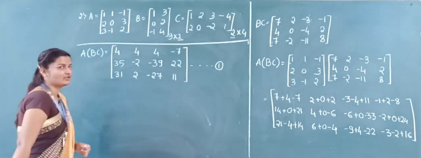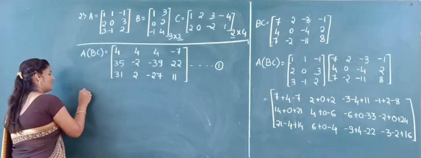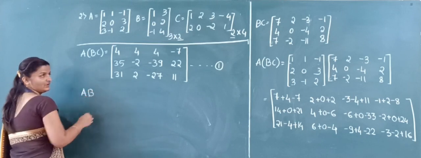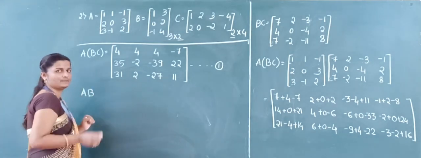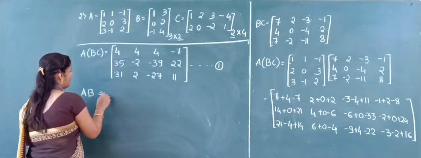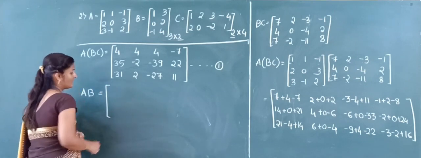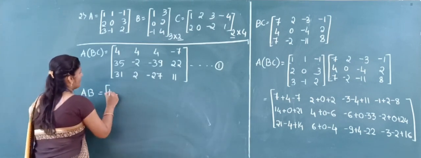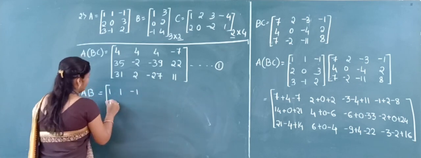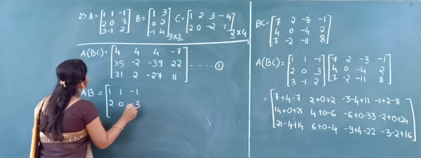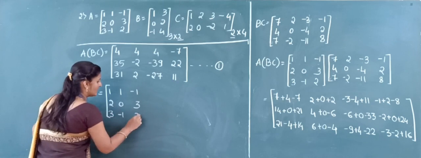Next, we have to find out what is our question. Next, I have to find out AB, then I have to multiply C to the AB. Okay, so A into B. First I will write what is A: 1, 1, minus 1, 2, 0, 3, 3, minus 1, 2.